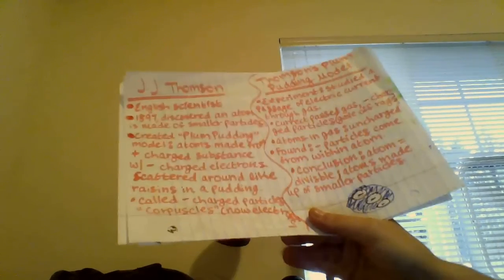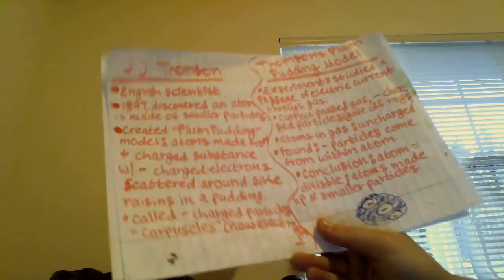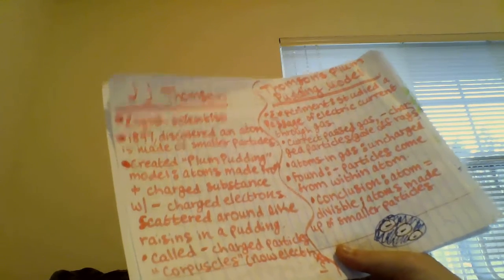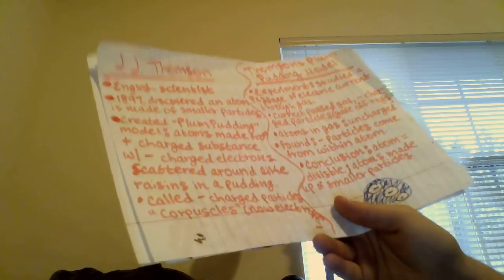The plum pudding model. This is from J.J. Thomson, who was an English scientist in 1897. He discovered that an atom was made of smaller particles. He then created the plum pudding model. He said that atoms were made from a positively charged substance with negative charged electrons, and they scattered around like raisins in a pudding. And the name came from a British snack that was really favored there. So that's how they got the name of plum pudding.